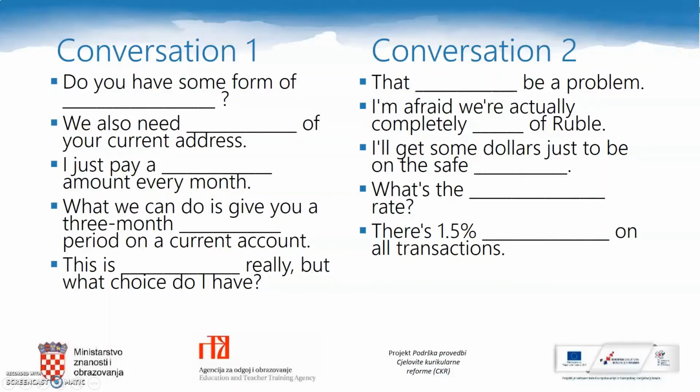Welcome back. Let's check your answers. Conversation 1. Do you have some form of identification? We also need proof of your current address. I just pay a fixed amount every month. What we can do is give you a 3-month trial period on a current account. And this is extortion, really, but what choice do I have?